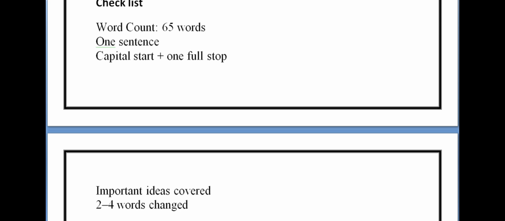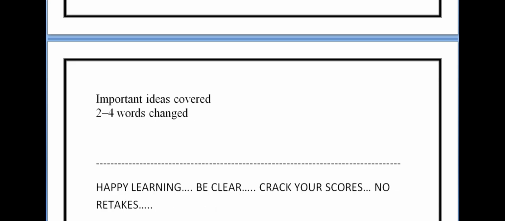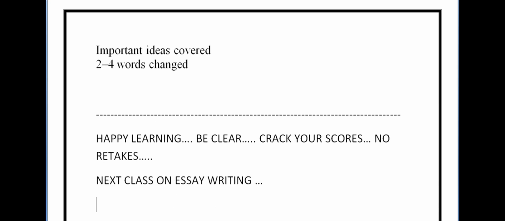After you write, keep 2 minutes on hand and focus on the checklist. The word count, is it 65 words? Yes. Did I write a one sentence summary? Yes. Did I start with a capital letter and one full stop? Yes. Did I focus on all the important ideas which were covered in the passage? Yes. Did I change 2 or 3 words here and there randomly? Yes. So that is how you focus on understanding PTE Summarize Written Text.